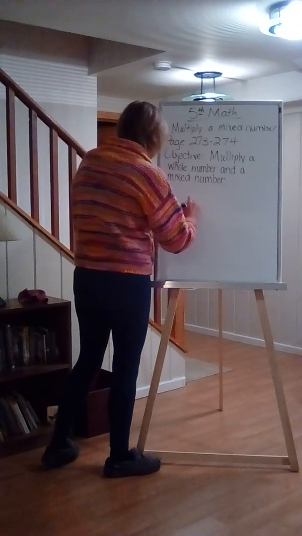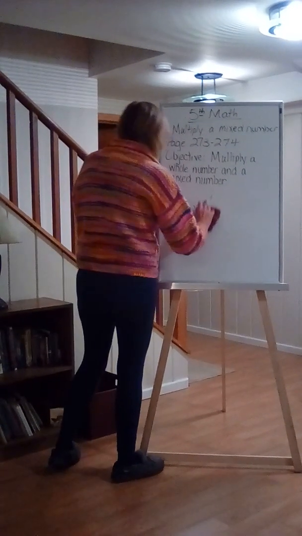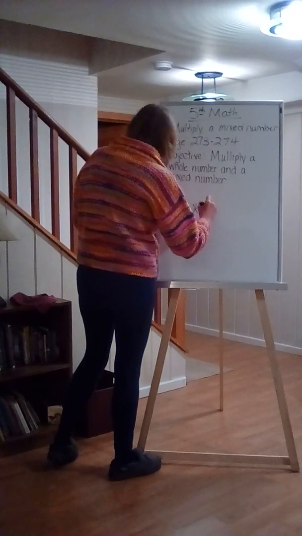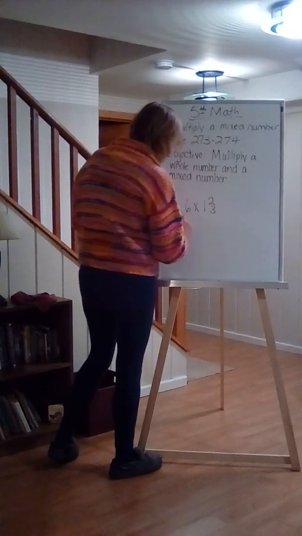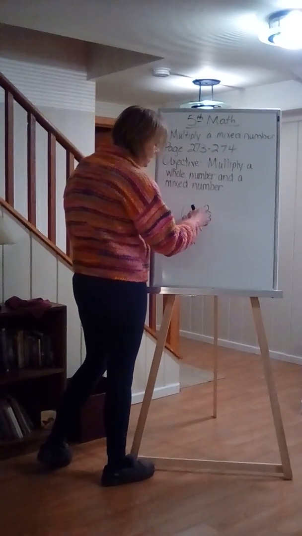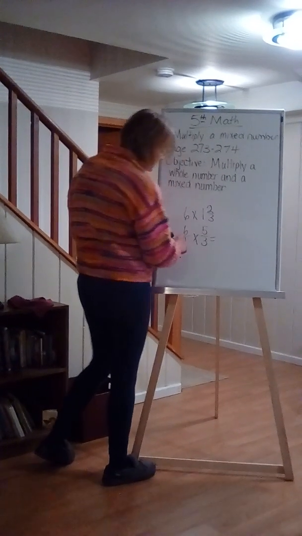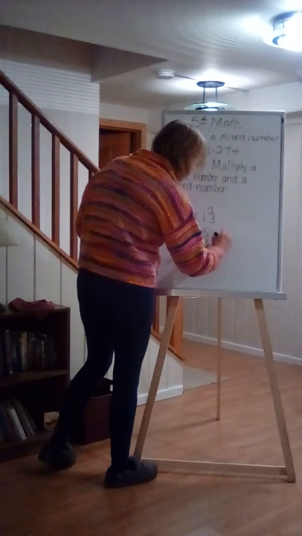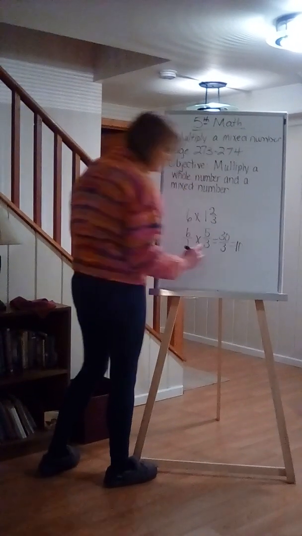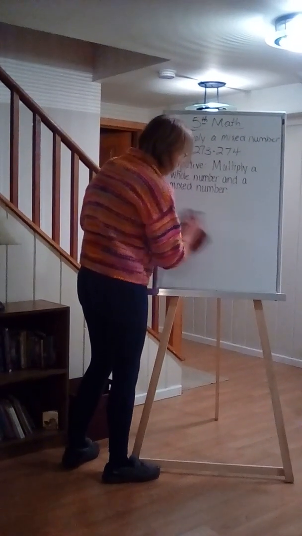I've got 6 times 1 and 2/3. 6 becomes 6 over 1 times 3 times 1 is 3 plus 2 is 5 over 3. 6 times 5 is 30 over 3. 3 can go into 30 10 times. All right? A couple more, guys.